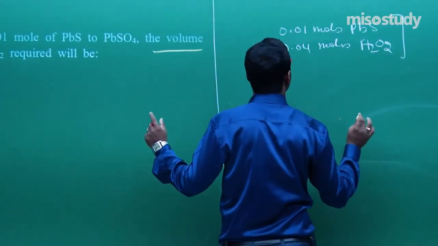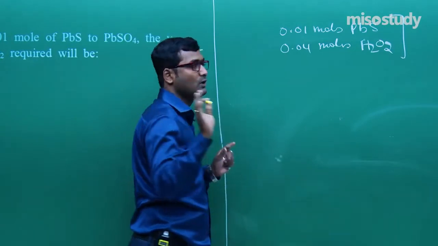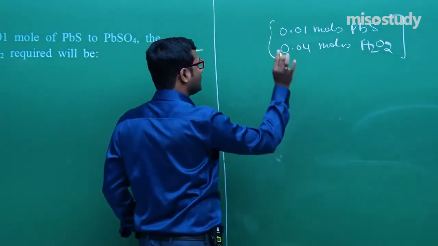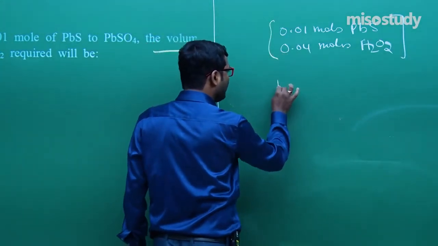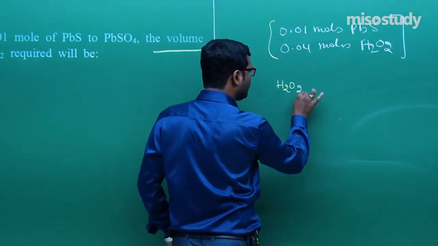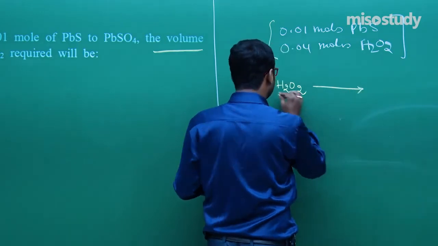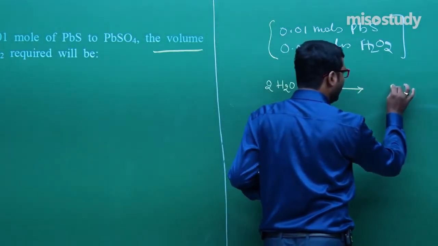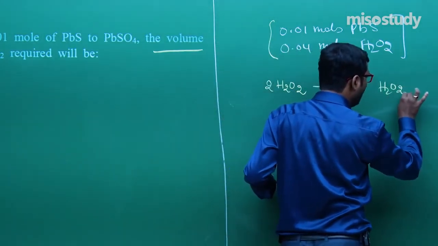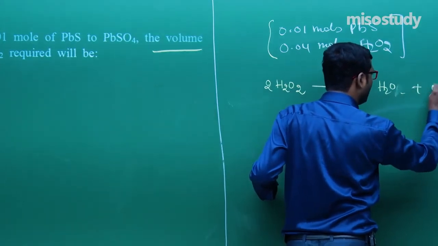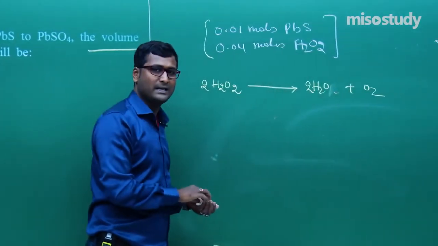One more thing, I am giving you a clue. It will help you a lot. If you do not know the question, here is one more thing. As we know, if I talk about H2O2 in terms of strength, 2 moles of H2O2 gives you H2O plus O2. Remember this? This is a simple technique.